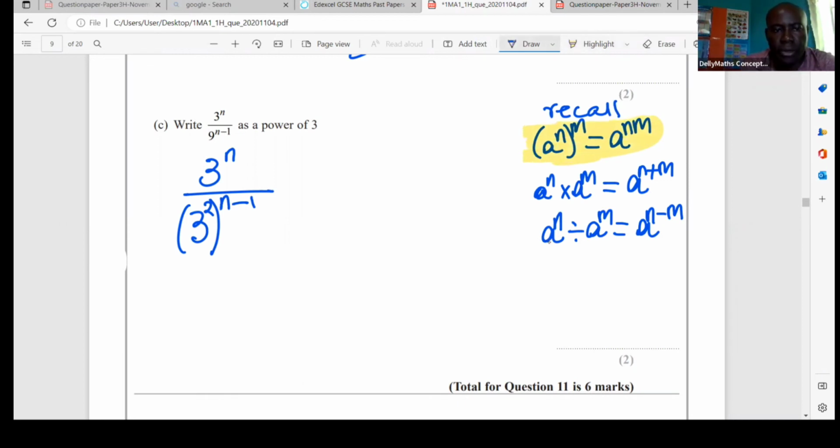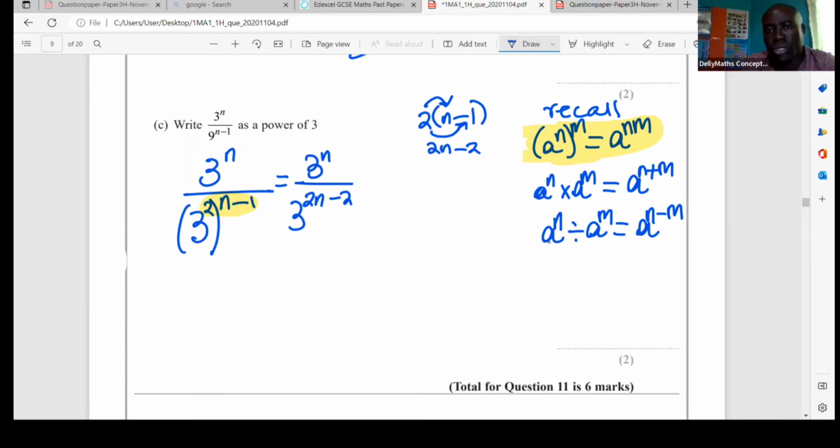So in so doing, what we're going to have is 3 to the n over, and now here is when we're going to be utilizing that power raised to a power. We're going to multiply those. So we're going to have 3 raised to the 2n minus 2. And just in case you're wondering, the 2 times the n minus 1, with the distributive law, we will get 2n minus 2. So that's what we just picked up right there.